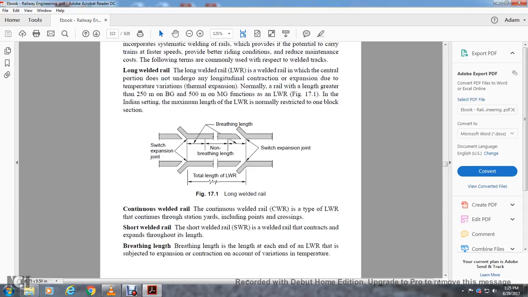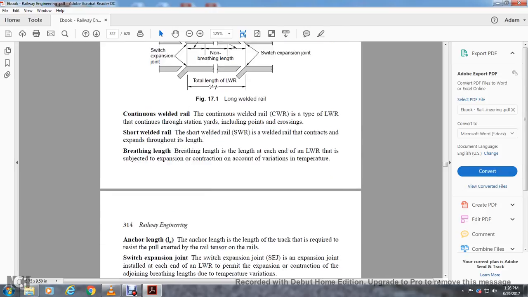Continuous welded rails. Continuous welded rails, CWRs, are a type of long welded rail that continue through the station yards, including points and crossings. Short welded rails, or SWR, is welded rail that contracts and expands throughout its length. The breathing length is the length at each end of the long welded rail that is subject to expansion and contraction with the variations of temperature.